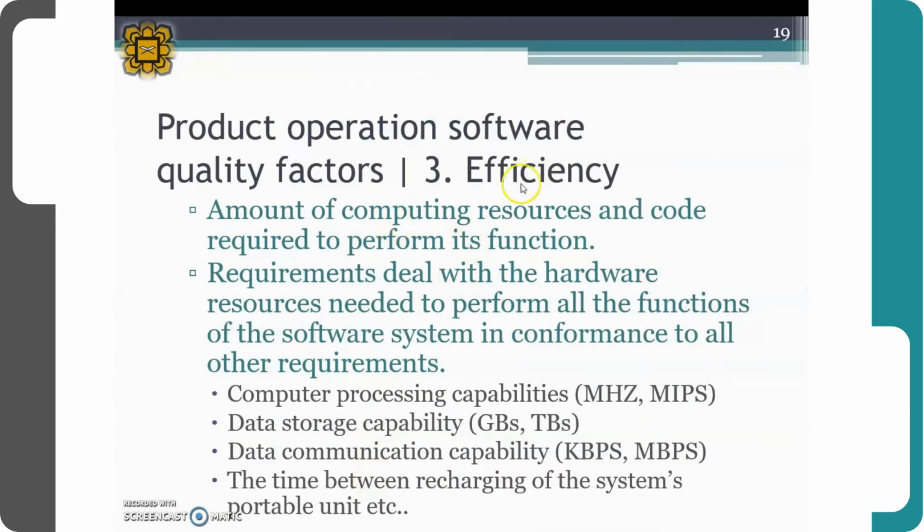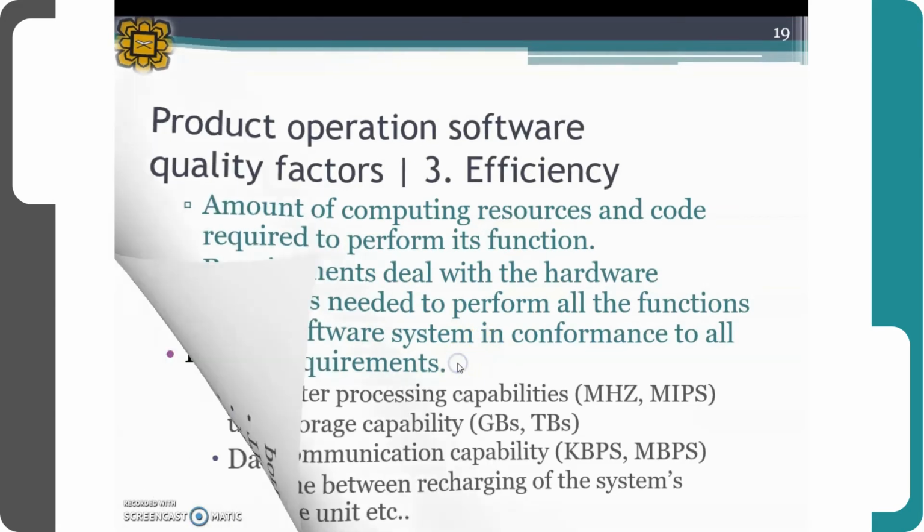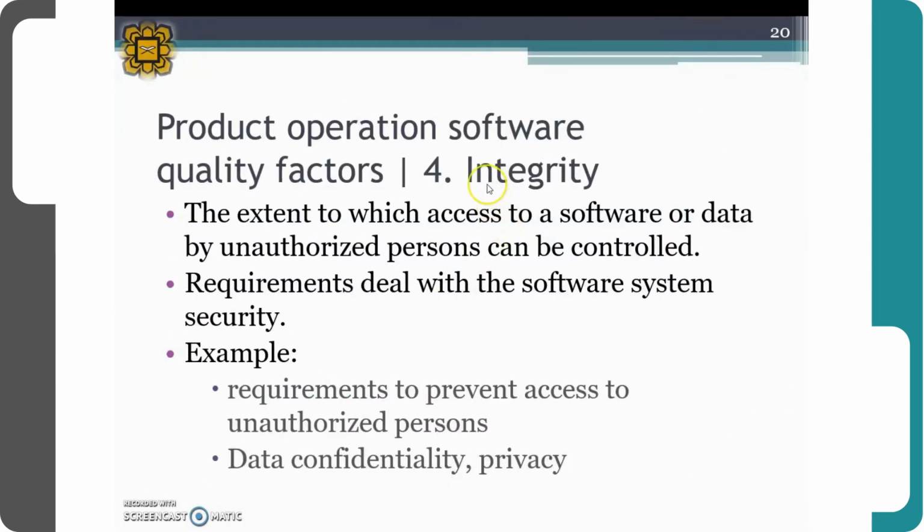So the next one is efficiency. It's the amount of computing resources and code required to perform its function. Computing resources can be computer processing capability, data storage capability, data communication, or time between recharging certain hardware. So it deals with the hardware resources needed to perform all the functions of the software system in conformance to all other requirements.